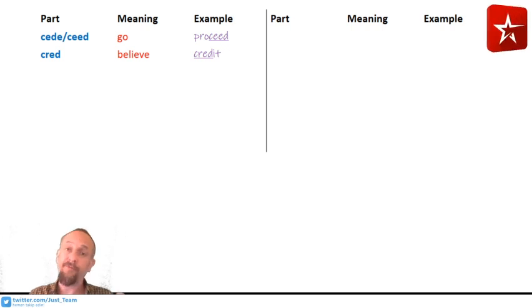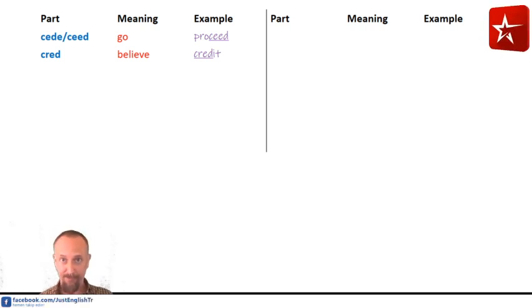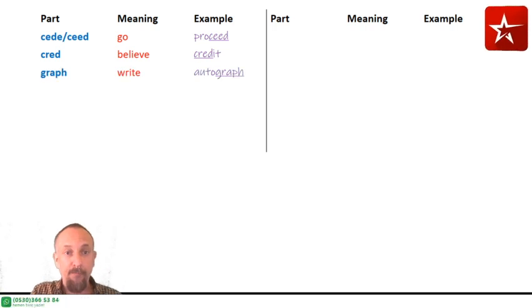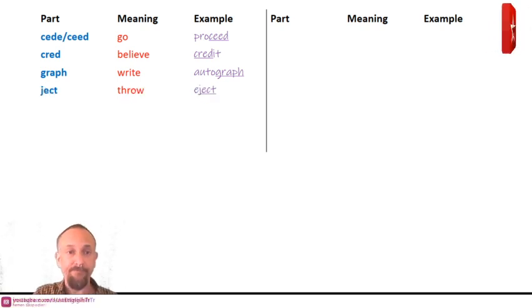We had cred, which we've just seen a little while before, meaning believe. And here, credit, believing it means to go. So believing something will come back. When banks give you credit, they actually believe that you're going to pay them the money back. We have graph, which means to write, and we see it in the word autograph. Auto means by yourself, so an autograph is to write by yourself.